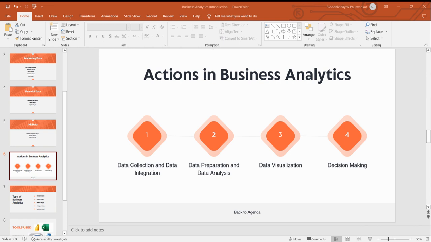Why? Because ultimately, business analytics means what? You are analyzing data for a business, meaning you are doing some data analysis. You should know how the data is analyzed. Before knowing how data is analyzed, you should know from where the data is being collected, how it is stored, how it is integrated, why it is integrated, everything. So let us first study that part.